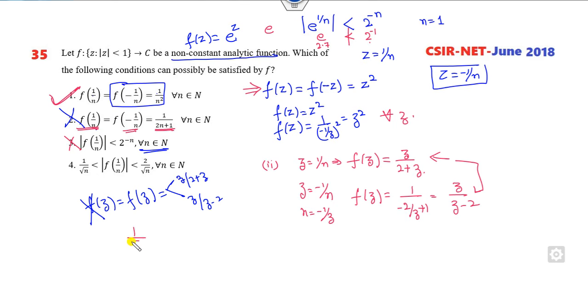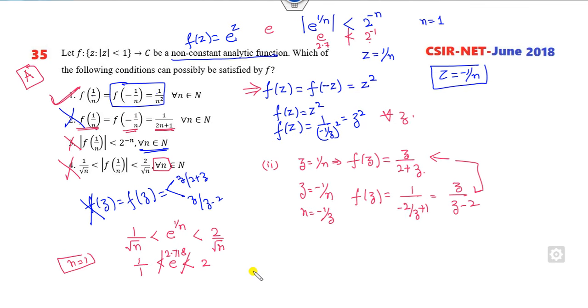Similarly, look at this option. What is the f of 1 by n? This is e raised to power 1 by n, and this is 2 by n. So I can simply take n as 1, again for all n. So it is e to the 1 over 1, and 2 over 1. So this is 2.718, which is not satisfied. This option is also cancelled. A is the correct option of this example.